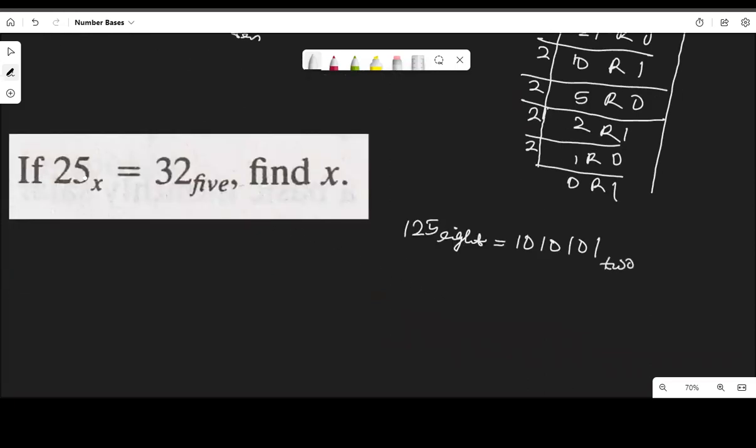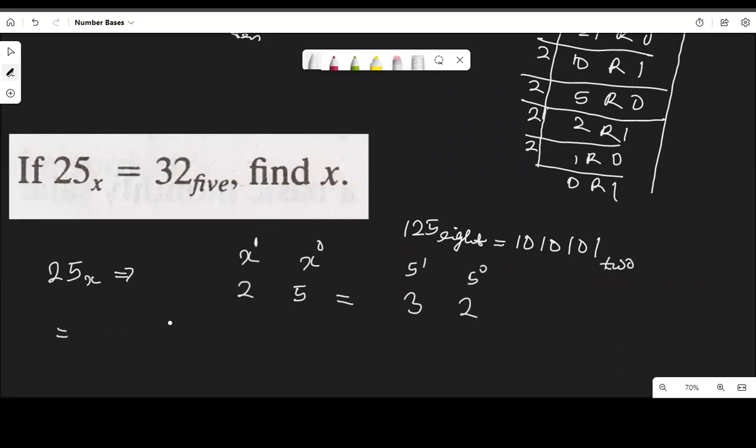Here I have: if 25 in base x is equal to 32 in base 5, find x. When the bases are not defined or are not known like this, we need to express each of the numbers in base 10. So if I have 25 in base x, to express this in base 10, the place value of this 5 is x to the power of 0, since the base is x, and the place value of this 2 is x to the power of 1. Doing the same thing to the right hand side, that is 32, the place value of 2 is 5 to the power of 0, and the place value of 3 is 5 to the power of 1.